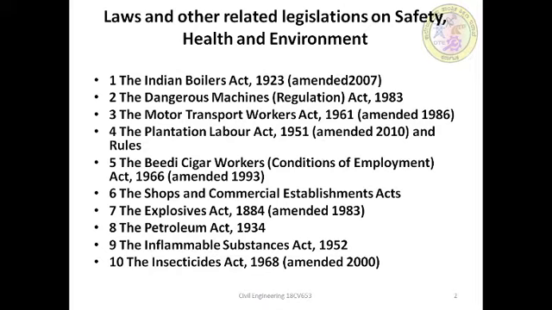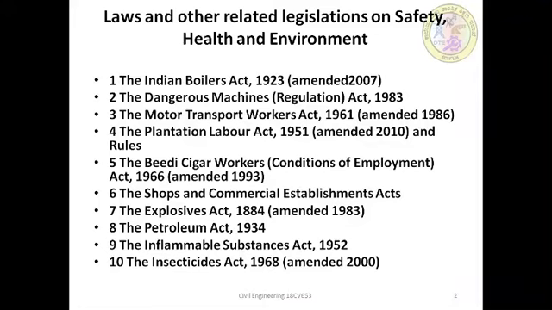The first one is the Indian Boiler Act 1923, which was again amended in 2007. The act is to consolidate and amend the law related to steam boilers. The Indian Boilers Regulation 1950 was again amended in 2010, along with the boiler rules of the respective states. So this is all about the Indian Boiler Act 1923.